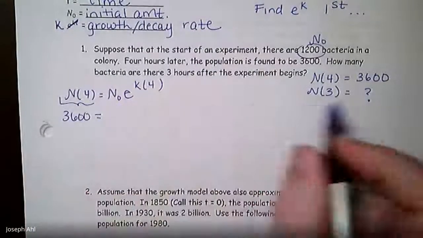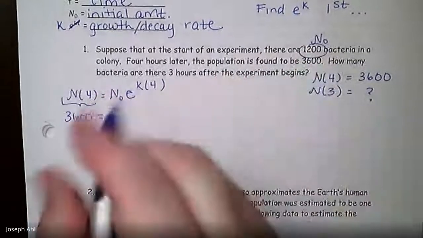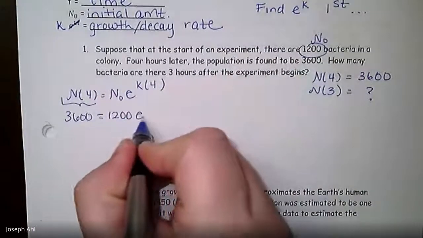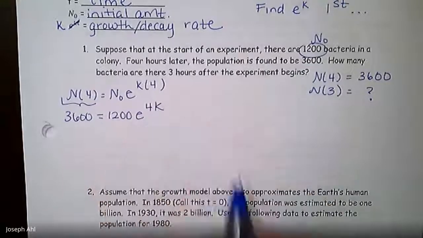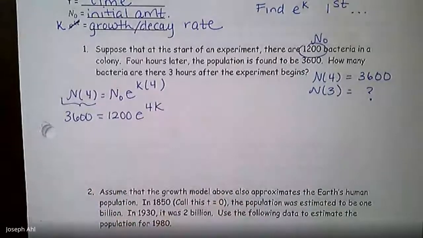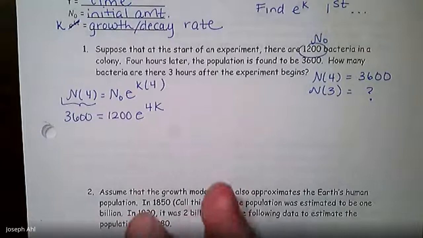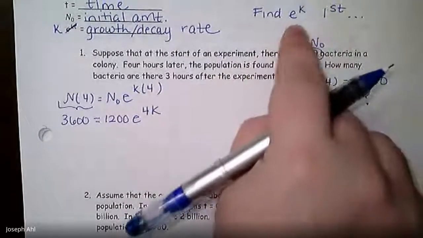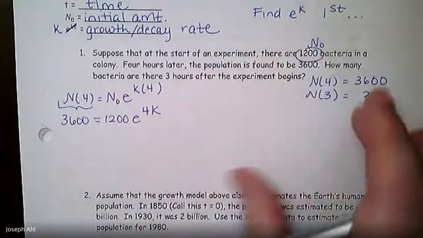And I know that the initial amount, n sub 0, is 1,200. And I'm going to reverse that up there just because it looks nicer. We're going to say that's e to the 4k. All right, whole goal, like I said, is let's get e to the k alone, and then we'll use it in a follow-up question.